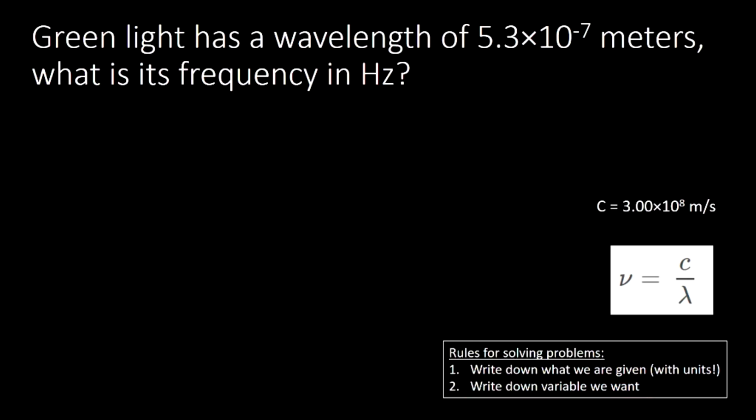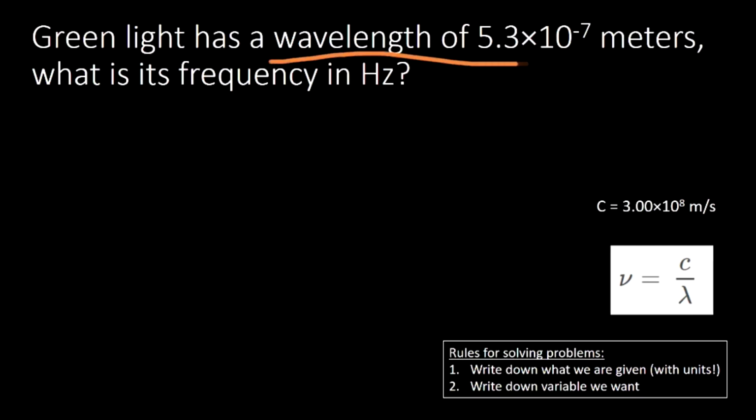So let's do that. This problem tells us that green light has a wavelength of 5.3 times 10 to the minus 7 meters. And it wants to know what's its frequency in hertz. So we know the wavelength. That's the first thing that was given to us.